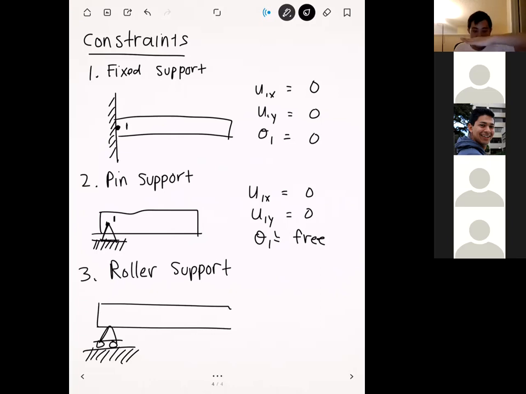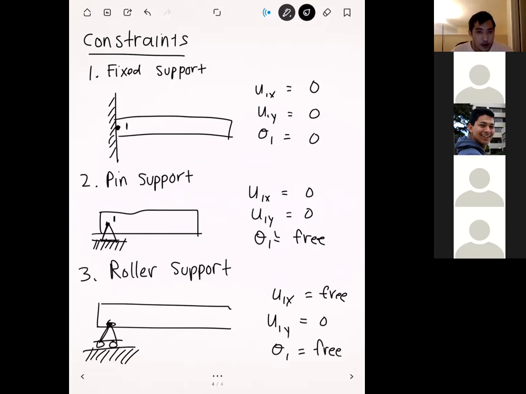And so in this case, since the surface is horizontal, what that means is that u1y is going to be equal to 0, but u1x and theta 1, both of these are going to be free. Okay? They're free to displace or rotate however much they want. And that's what the wheels represent: that it's free to displace in that direction.